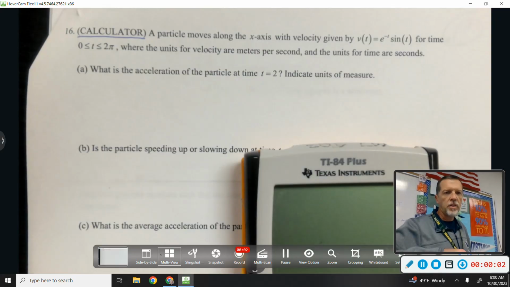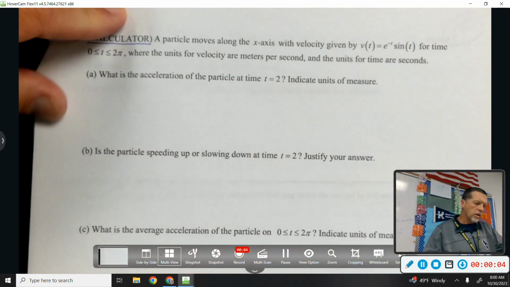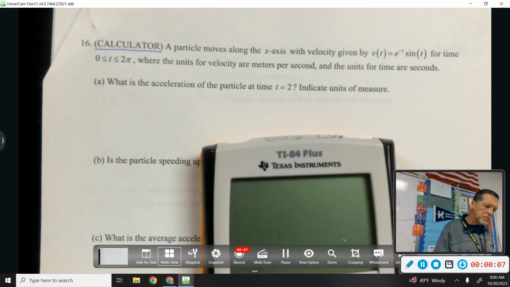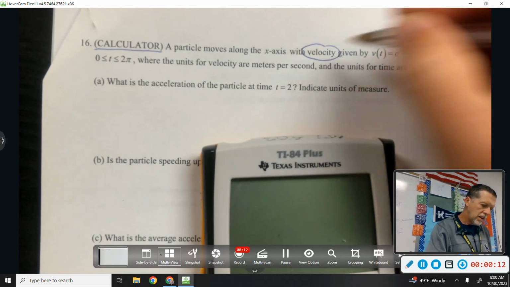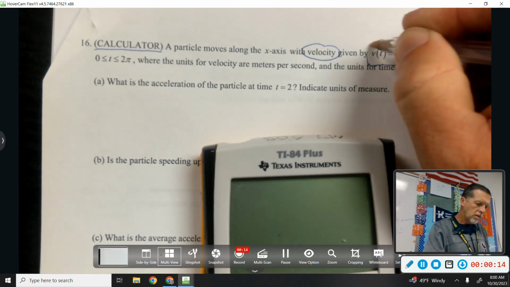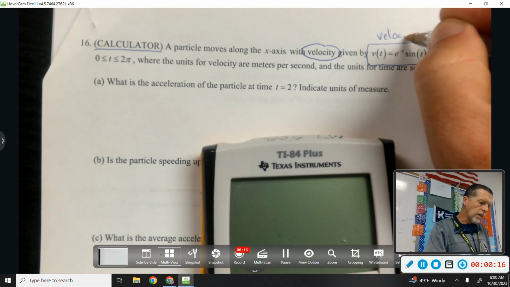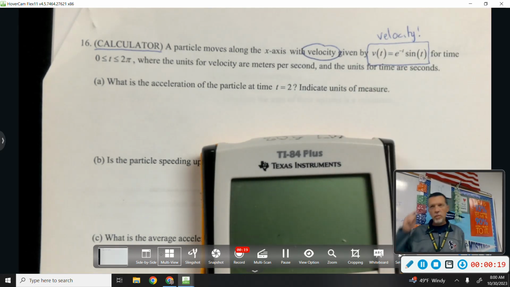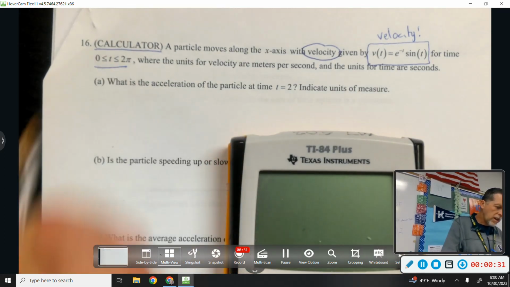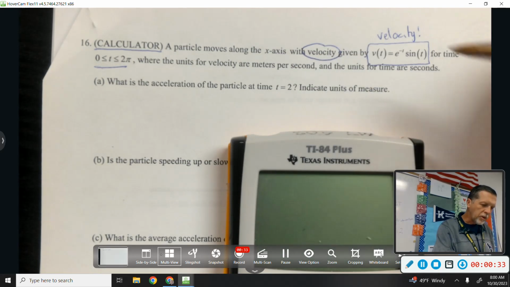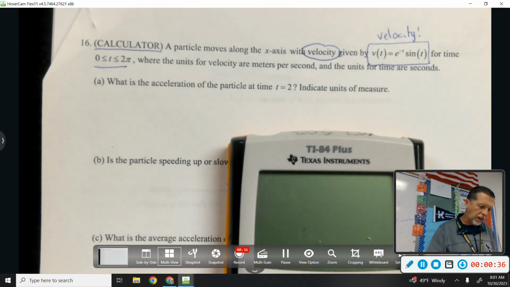So looking at number 16 on worksheet 4, calculator problem. A particle moves along the x-axis with velocity given by this equation. I know it says it, but you've got to make sure your brain is thinking, all right, that's velocity, so its derivative would be acceleration. So just keep that in mind when you're plugging things in, for 0 to 2 pi. Units for velocity are meters per second, and units for time are seconds.